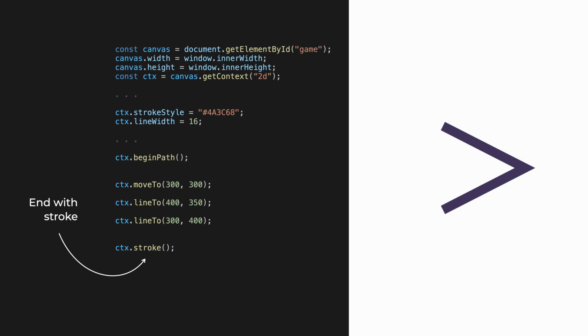Strokes also have different styling properties. Instead of calling the fill style property, we set the color with the stroke style property. To this property and also to the fill style property, we can assign any color value that is valid in CSS. We can also change the line width to make it more visible. We set the line width property.